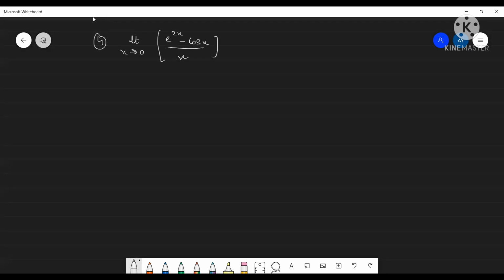Now what will you do? Something power 0 is 1. What is cos 0? 1. So this is in the form of 0 by 0. If the function is in the form of 0 by 0, what do we have to do? We have to differentiate.